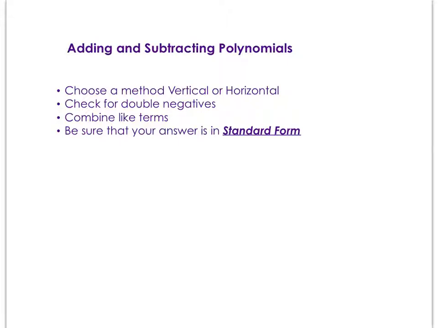So adding and subtracting polynomials. First thing to do is choose a method that you like, vertical or horizontal, or perhaps maybe a different method. Keep in mind to check for double negatives. Be sure to combine all like terms, and be sure that your answer is in standard form. And again, to recap what standard form is, that means greatest degree to the least degree.